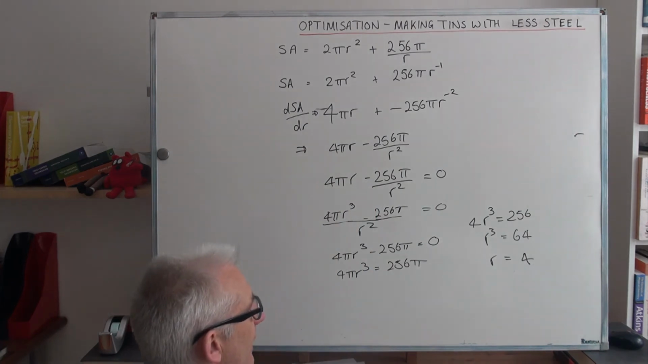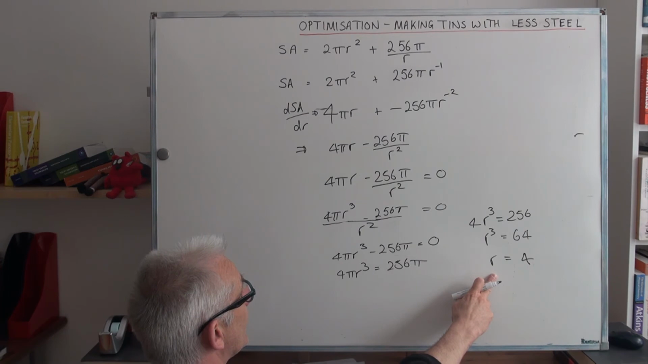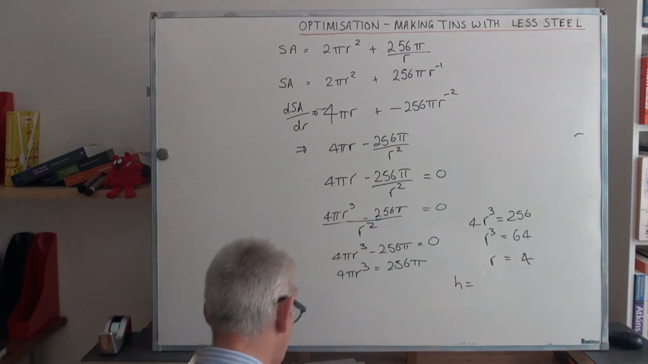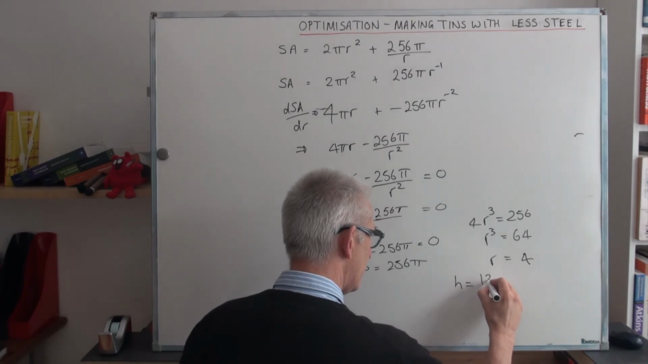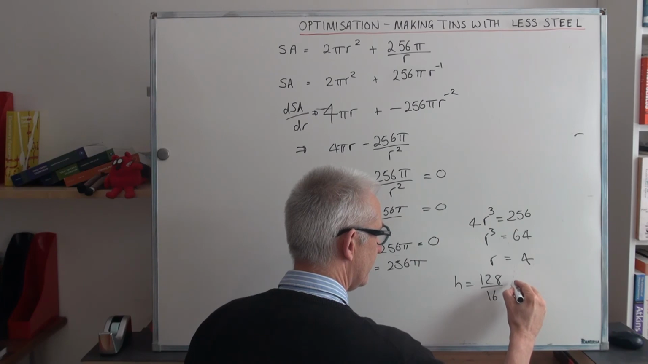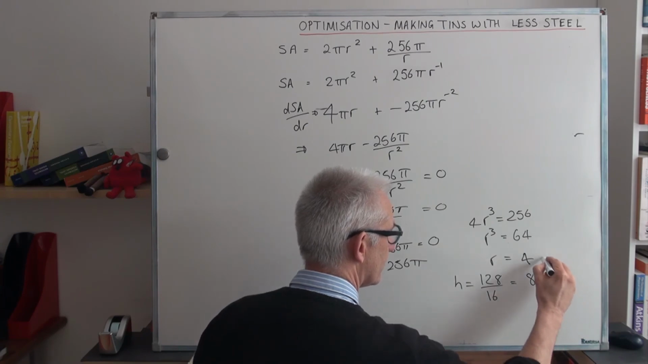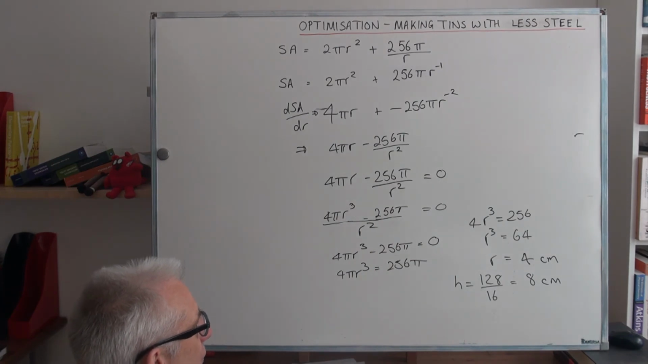r equals 4. And if we know that r is 4, we'll be able to put that back into our statement about what h is. We know that h is equal to, if I remember, 128 over r squared, which is 16. Therefore, h is going to be equal to 8 centimetres. So those are both in centimetres. And that's the answer to the problem.